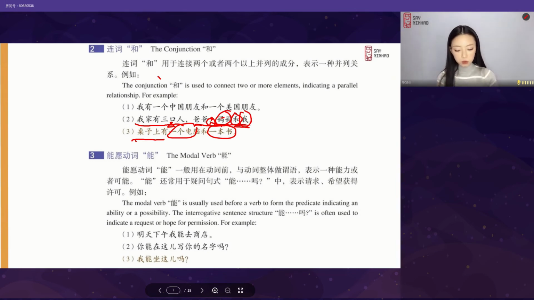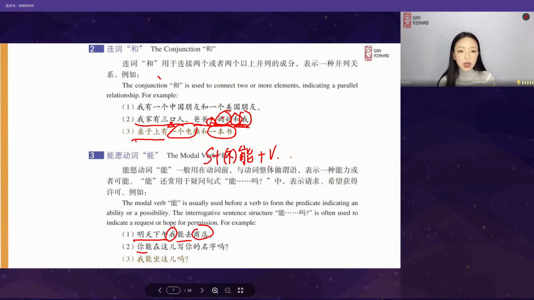Okay, now let's move on to the next one. The modal verb 能 is always used before the verb. The structure it makes is 能 plus a verb. 能 means can do something. And the negative form of it is 不能. We will put a 不 before it. 不能. Okay, for example, this one: 明天下午我能去商店。明天下午, tomorrow afternoon. 我能去商店. I am the subject. 能去 means can go to the shop.